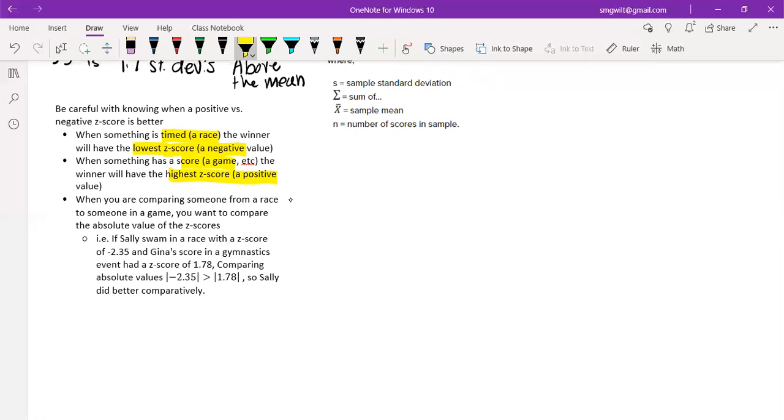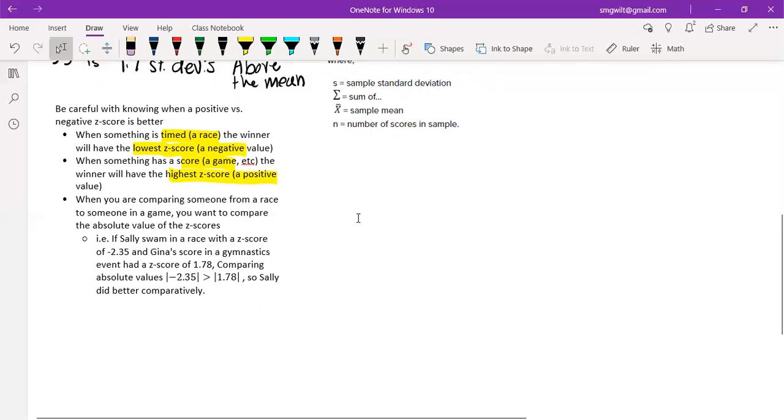If you're comparing someone from a race to someone in a game, you want to compare the absolute value of the z-score. So for example, if Sally swam in a race and her result was a z-score of negative 2.35, and Gina's score in a gymnastics event had a z-score of 1.78, you're comparing the absolute values. The absolute value of negative 2.35 is bigger than the absolute value of 1.78. So that means Sally did better comparatively. Even though it's negative, hers is supposed to be negative. Negative is better in that situation.